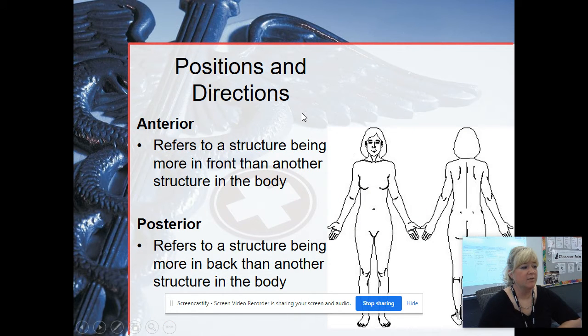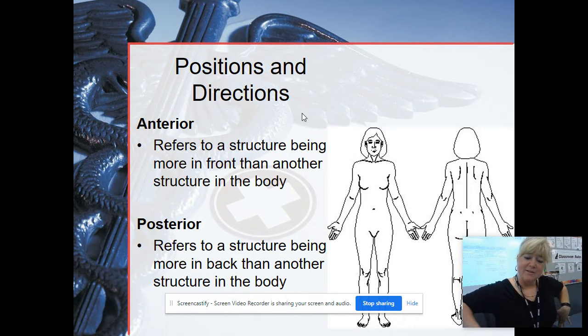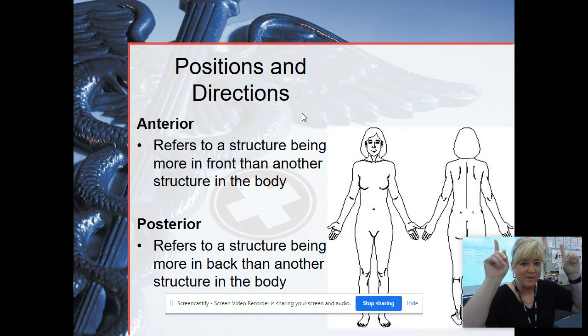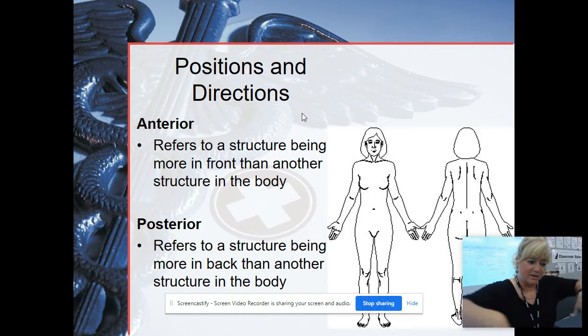Anterior and posterior. Okay, anterior refers to a structure being more in front than another structure in the body. More in the front. Okay, so here again, I'm using my hands to show. Anterior, towards the front of the body. Posterior refers to a structure being more in the back of the body. So anterior, towards the front. Posterior, towards the back. Superior, up towards the head. Inferior, down towards the feet. Practice that a few times. Say it to yourself. Hit pause. Superior, inferior, anterior, posterior, in the back.